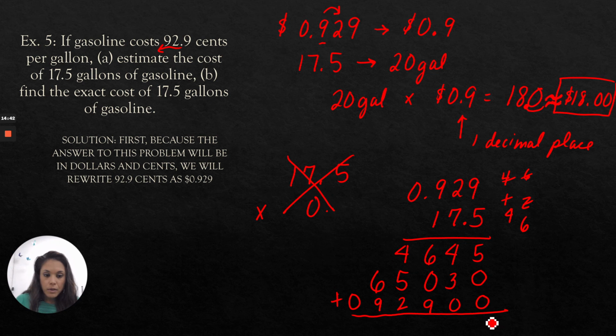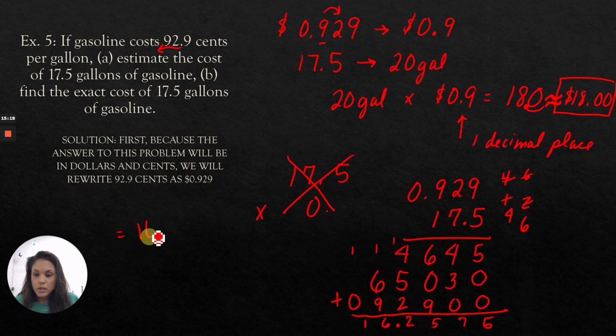Let's add this together. 5. 4 plus 3 is 7. 6 plus 9 is 15. So I've got 1 plus 4 is 5, plus 5 is 10, plus 2 is 12. I make a 10 with my 9 and 1, plus 6 is 16, and then add a 1. All right, so I have 3 decimal places on top, plus 1 decimal place on the bottom. I'm going to carry this over, 1, 2, 3, and 4.